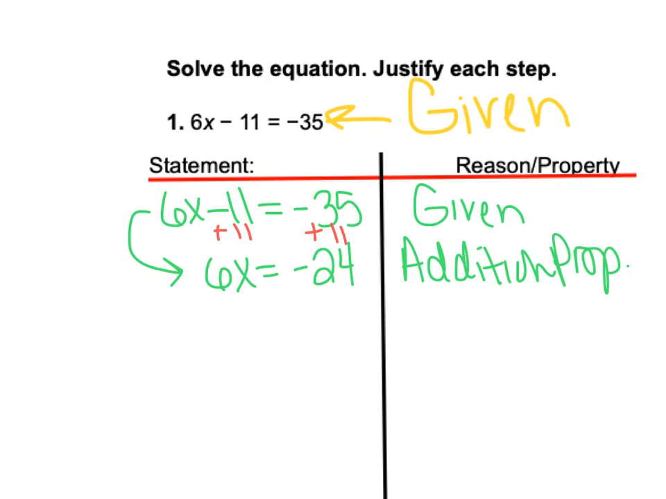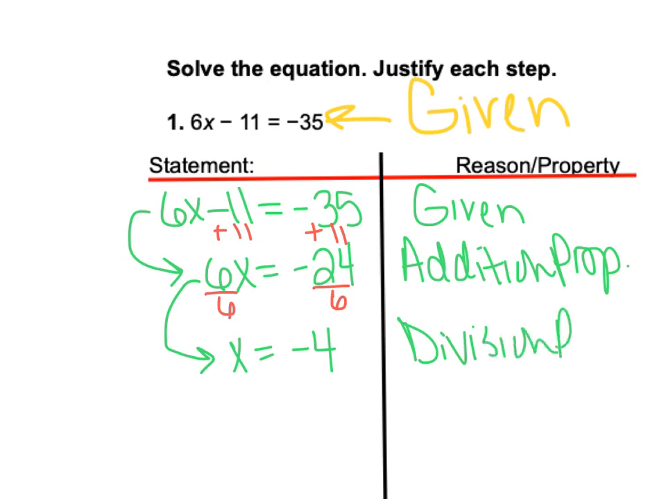Then in red I'm going to do what we're mentally doing in our head, or kind of the work that we would be showing. The next thing that we do is we divide both sides by 6, and we get that x equals negative 4. And how did we go from this green step to this green step? We divided by 6, which is just the division property of equality. And once we get it solved, where we have x equals negative 4, we're done. And I always like to go dot, dot, dot, done.